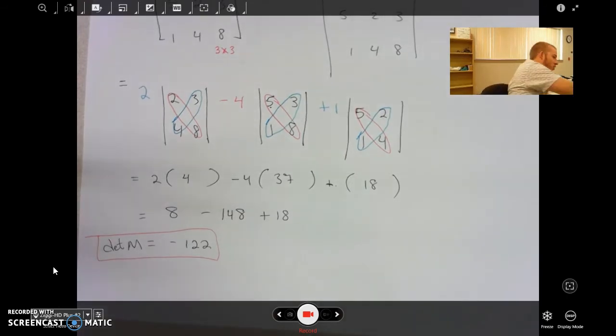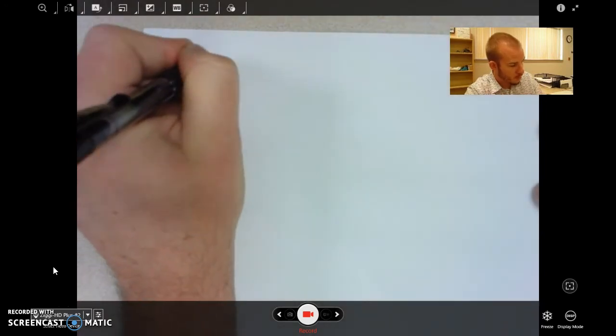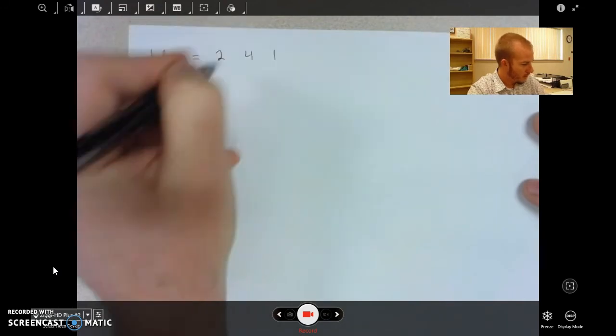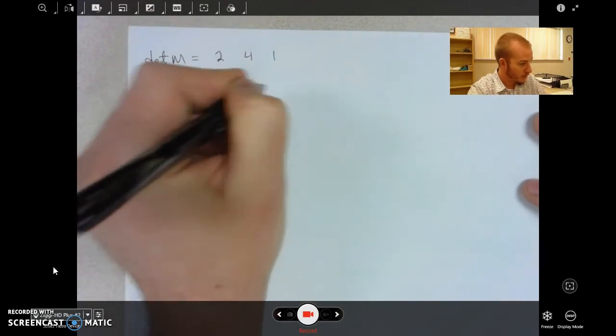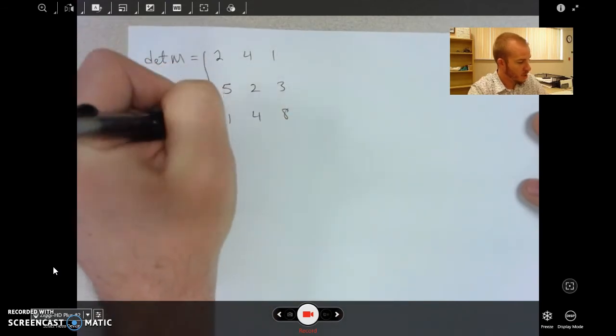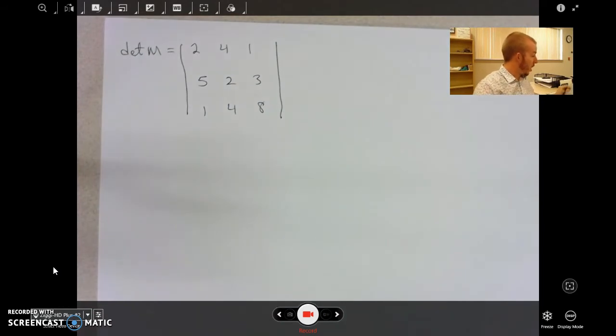Now, let us do another way to do this problem. And I'll show you another trick right now. So we're going to do the same matrix. We're going to find the determinant of M. So we've got this written down. And we're going to do 2, 4, 1, 5, 2, 3, 1, 4, 8. So we know my answer should be negative 122. We know that. So let's do it a whole nother way.